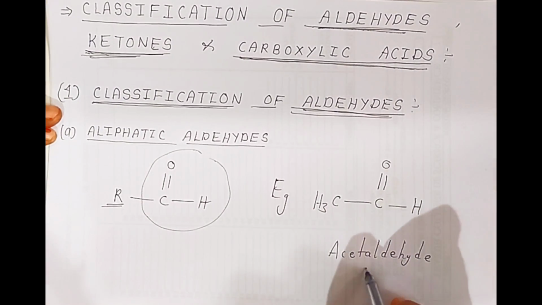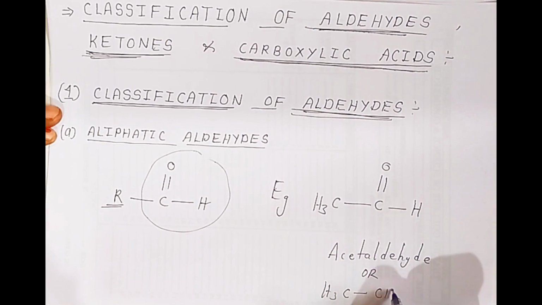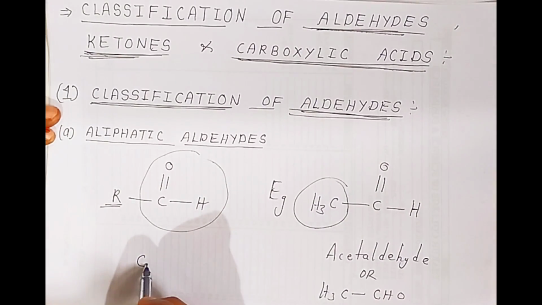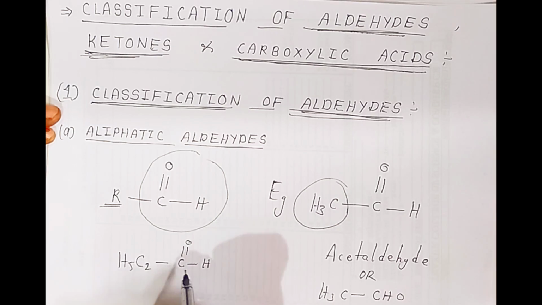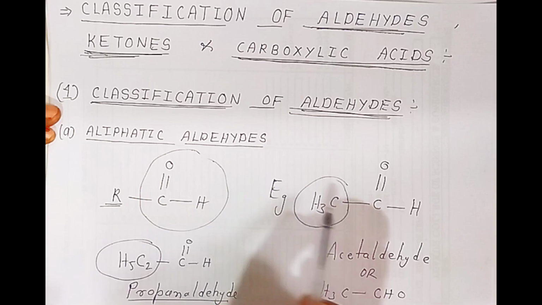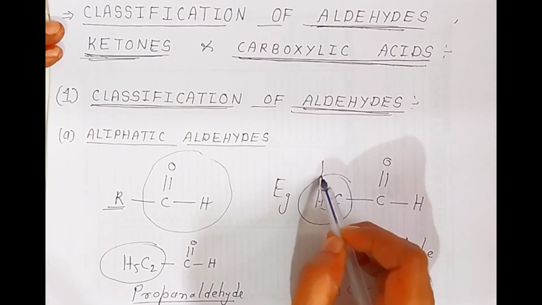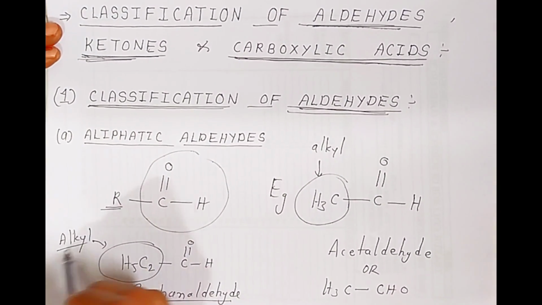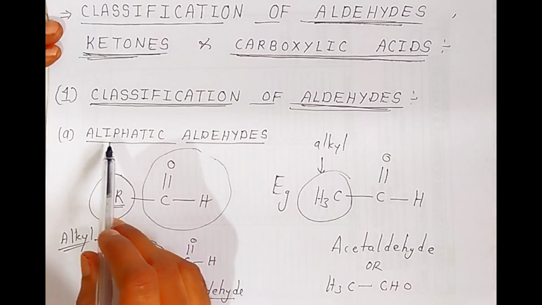Okay students, you can represent this compound like this also: CH3 will be as it is, and this we call CH3CHO. This is acetaldehyde. In the same way, instead of methyl you can replace it by C2H5, that is ethyl. So this, with a total of 3 carbons, we call propanaldehyde. All of these, ethyl and methyl, are aliphatic, that is, they contain an alkyl group. This is also alkyl, and this is also alkyl. So R stands for what? Alkyl. If an aldehyde contains an alkyl group, we call it an aliphatic aldehyde.